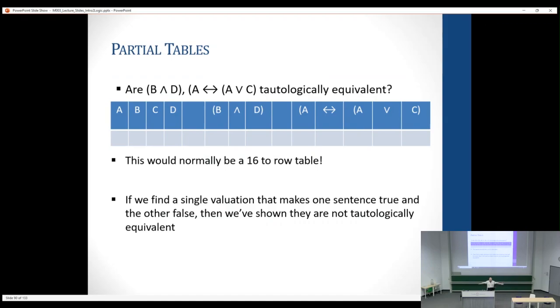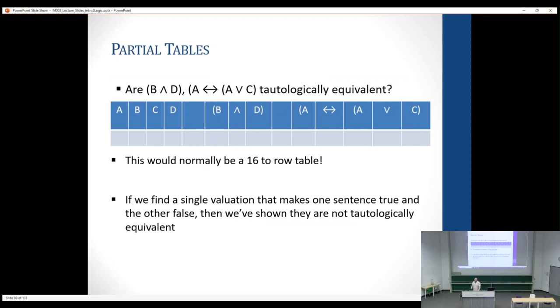So we have something like this. Here's a quick and dirty case. We've got two sentences, and we want to see if they're tautologically equivalent. Now, normally this would be a 16-row table, but I'm lazy. I don't do that.